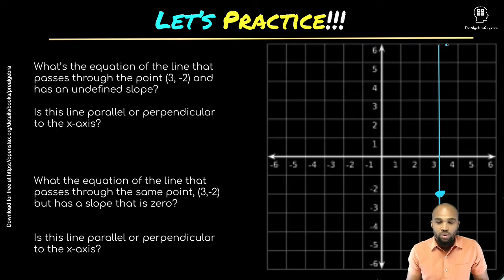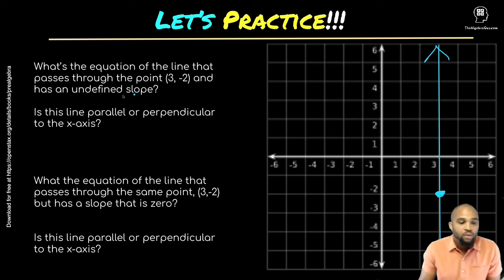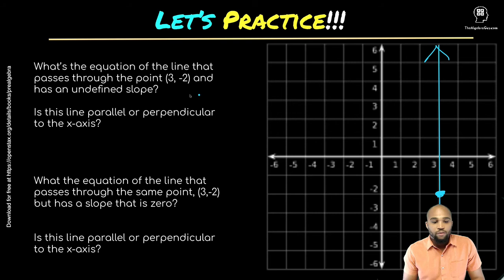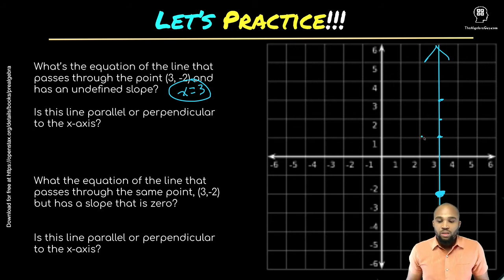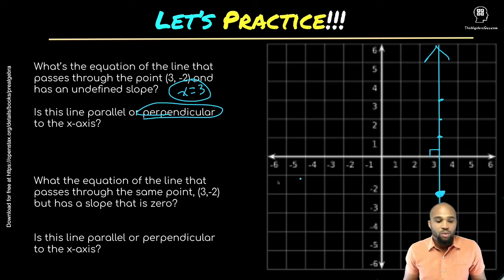Now that I can visualize this, it becomes really easy to answer the next questions. So what's the equation is the first question. Well, now that's simple because all the points here are going to have 3, 0, 3, 1, 3, 2. So all of them have an x value that's equal to 3. So it's x equals 3. Is this parallel or perpendicular to the x-axis? Well, it's going to be perpendicular to the x-axis because look, it's forming a right angle with that axis.